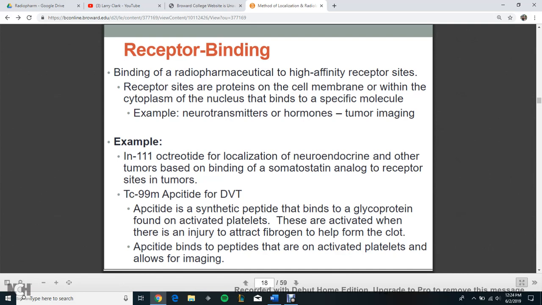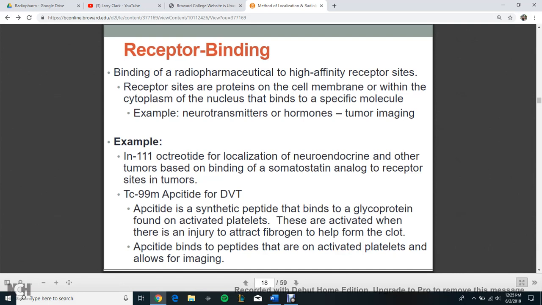Receptor binding. Binding of a radiopharmaceutical to high-affinity receptor sites. Receptor sites are proteins on the cell membrane or within the cytoplasm or nucleus that bind to a specific molecule. An example would be neurotransmitters or hormones for tumor imaging. An example would be indium-111 octreotide for localization of neuroendocrine and other tumors based on binding of a somatostatin analog to receptor sites in tumors.